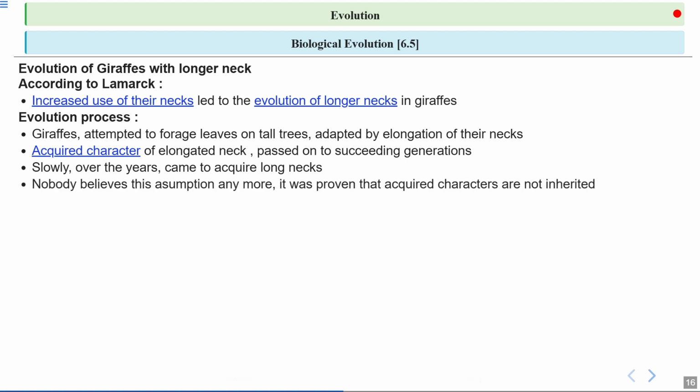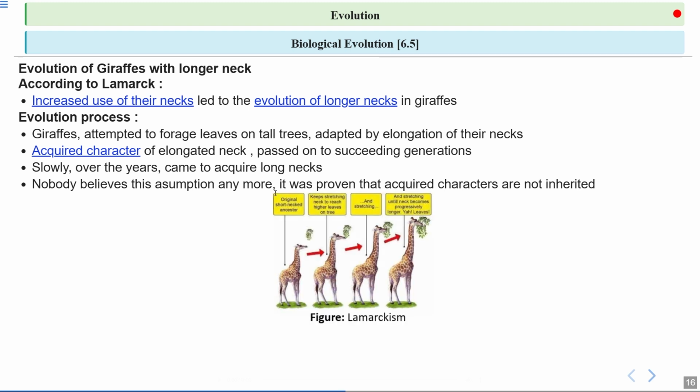Now nobody believes in this assumption anymore. It was proven that acquired characteristics are not inherited. So what are acquired characteristics? Those which are acquired during the lifetime of an organism, and these are not inherited. So Lamarck's theory is rejected now.